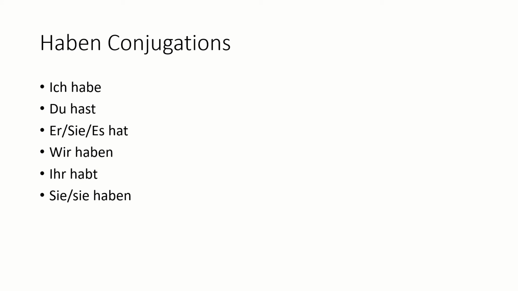Alright, this one is also slightly irregular because for some of them the B changes to a T. So we have ich habe, du hast, er/sie/es hat, wir haben, ihr habt, und sie haben. Make sure you guys are paying attention because there's a short quiz at the end, so you'll need to know all of these conjugations and which one goes with which.